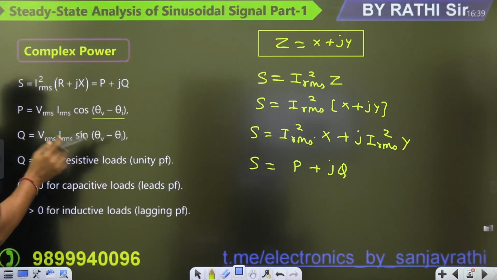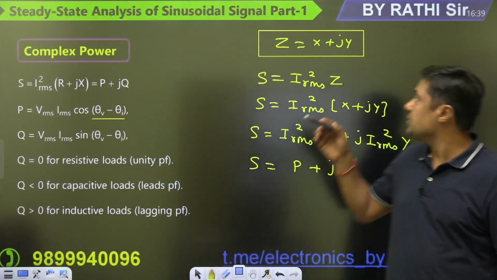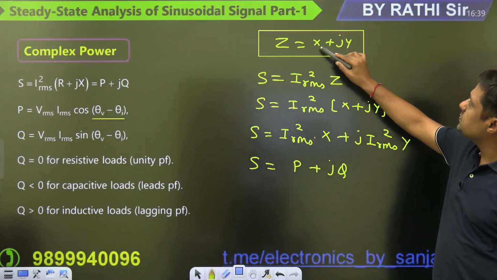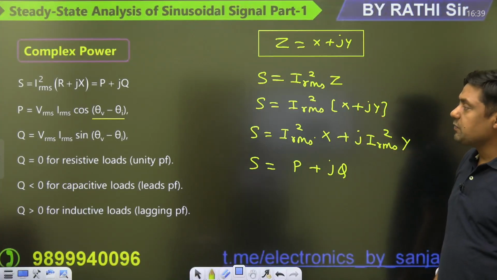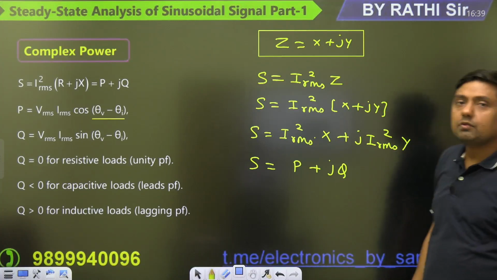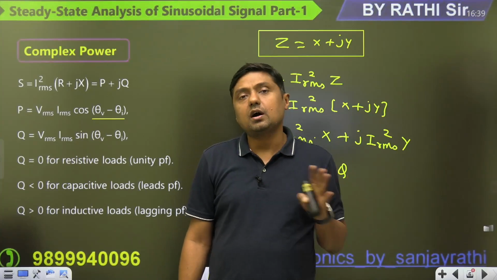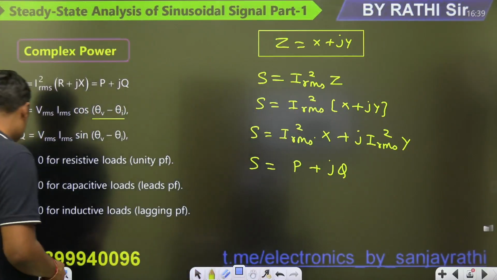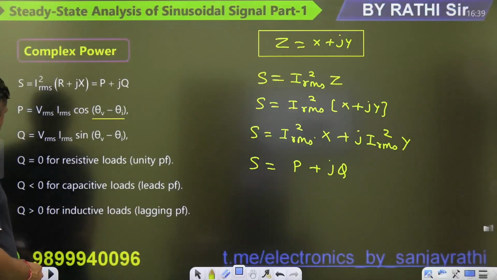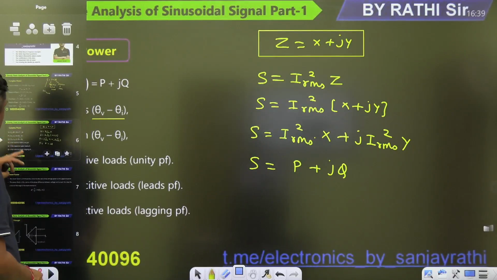Remember, if the imaginary part is 0, if Q is 0, then the load is purely resistive. Then it is a complete effective power, and the power factor will become unity, 1. Voltage and current are in the same phase. Always remember, this is a revision. New students, please watch the previous lecture. This is the quick revision actually.